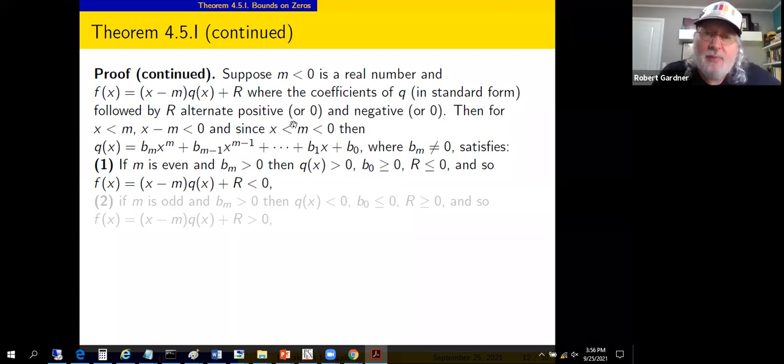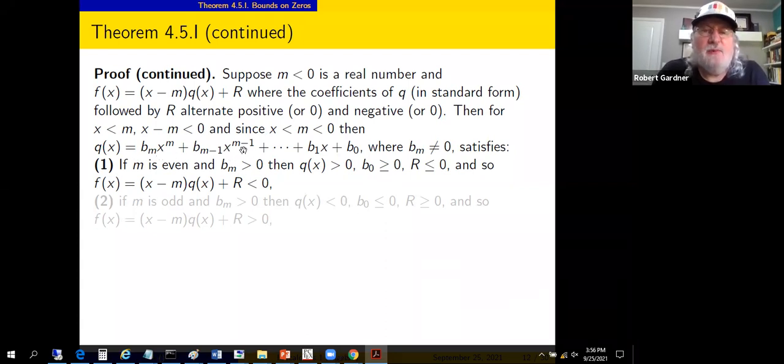That's the either positive or 0 stuff. So every other term is either positive or 0. This leading term is definitely positive. b sub m was taken to be non-zero. It represents the degree of the Q function.